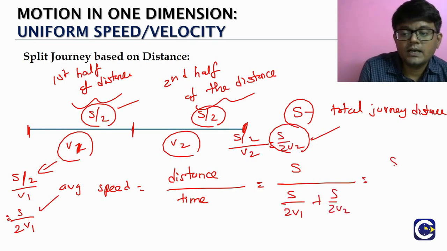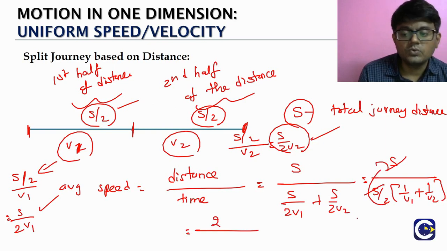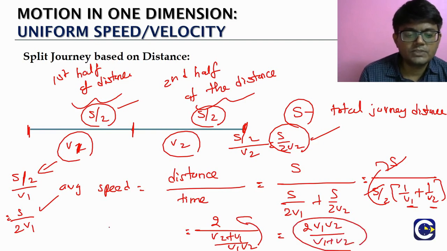So here the numerator is S. In the denominator we can take S by 2 common, which leaves 1 by V1 plus 1 by V2. Now S is cancelled. The 2 will go to the numerator, so 2. In the denominator we can take the LCM of V1 and V2, which is V1 into V2. So V2 plus V1 by V1 into V2. This will go to the numerator: 2V1 V2 by V1 plus V2. So this is our average speed.